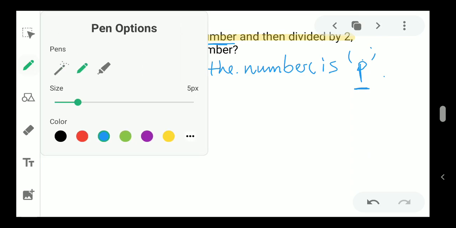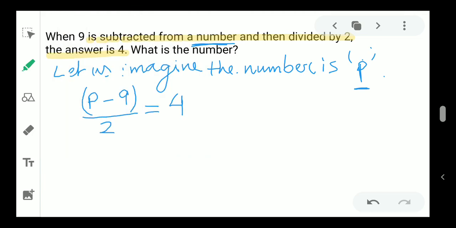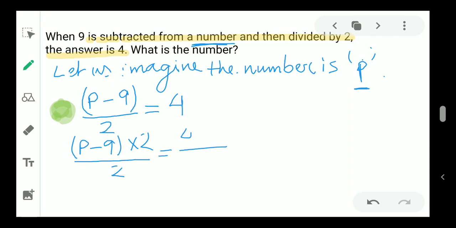Writing the equation is the most important part of an algebraic problem. Now you just have to solve it. How to solve it? See, 2 is there as a divisor, so 2 is in the denominator. If I multiply with another 2 in the numerator, I have to do the same on that side also.